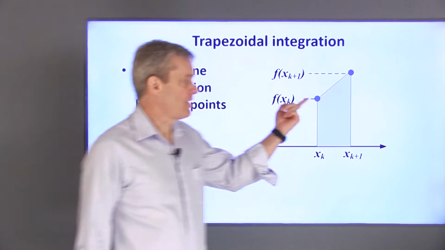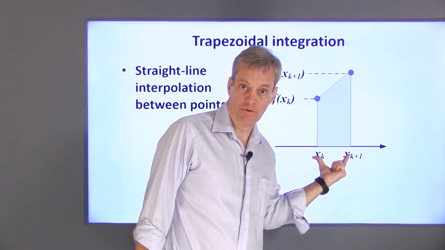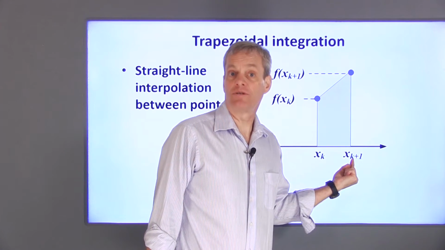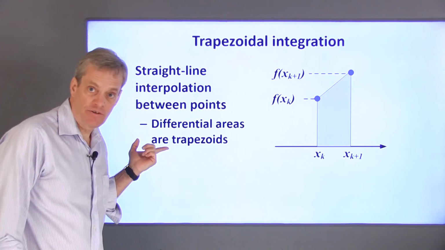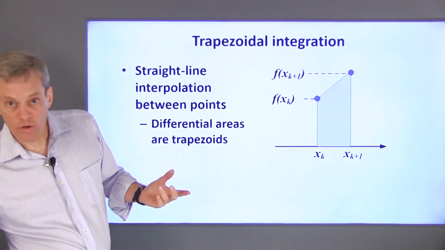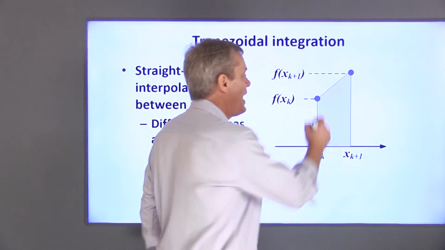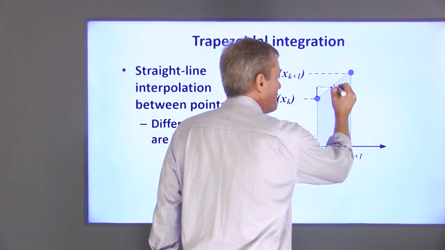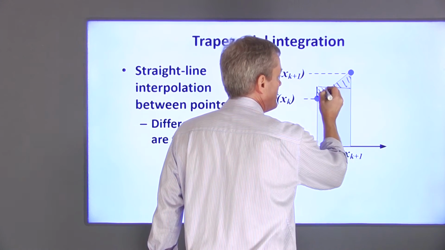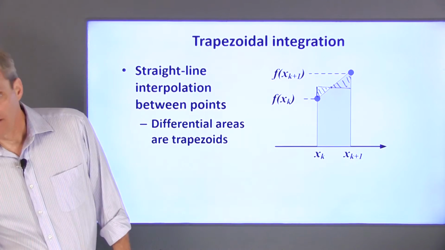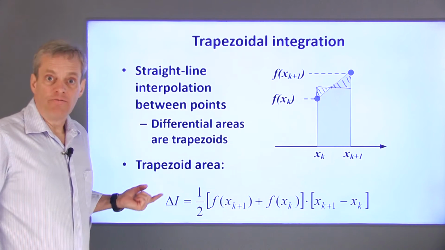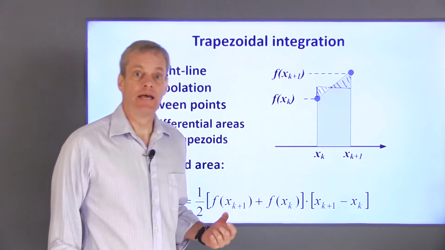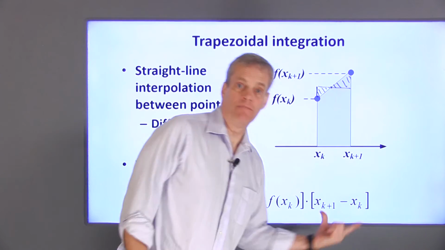Trapezoidal integration is based on a linear interpolation between adjacent points. So the differential area between the kth and the k plus 1th point looks like this. It's just a little trapezoid. Its area is equivalent to the area of a rectangle whose height is the average value of the function at the endpoints, since the area of this little triangle cancels the area of this little triangle. The average value of the function is 1/2 of the sum of the values at the endpoints, and this is the base of the trapezoid.